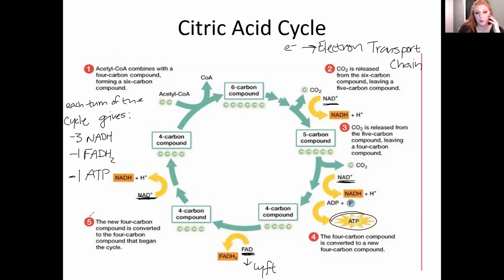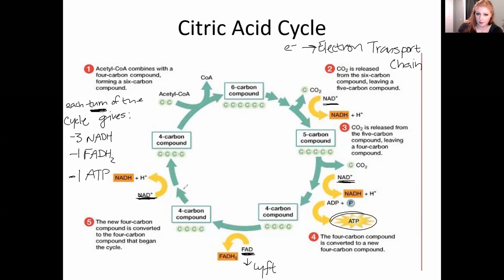So if we want to know how many per glucose, we're going to double that. 6 NADH, 2 FADH2, 2 ATP. Okay? So it's per turn. Okay? All right, quick recap of what's happening in the citric acid cycle.